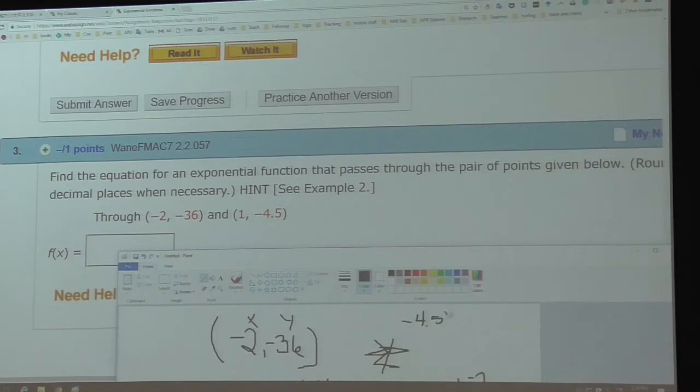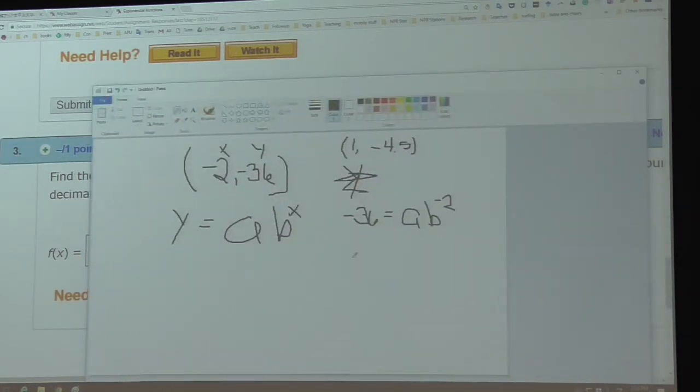4.5, comma 1. It has to also go through that, right? So that means that it also has to satisfy -4.5 equals A, B to the 1. Okay, so it has to satisfy both of these. So that might be enough conditions to single out a particular A and B.